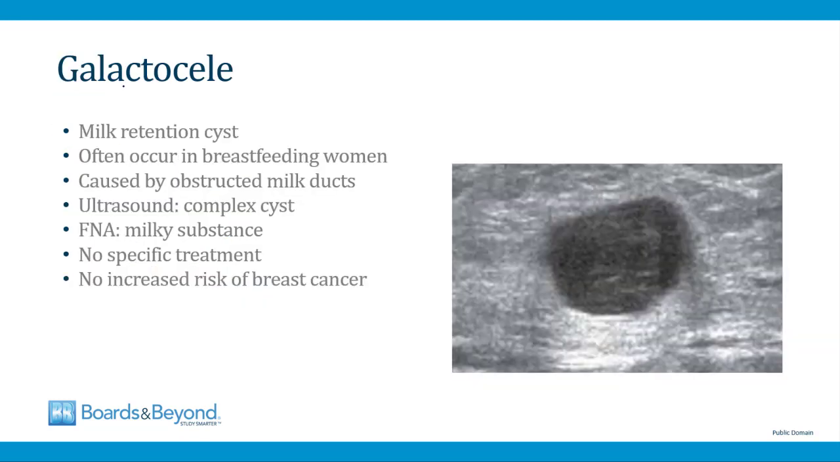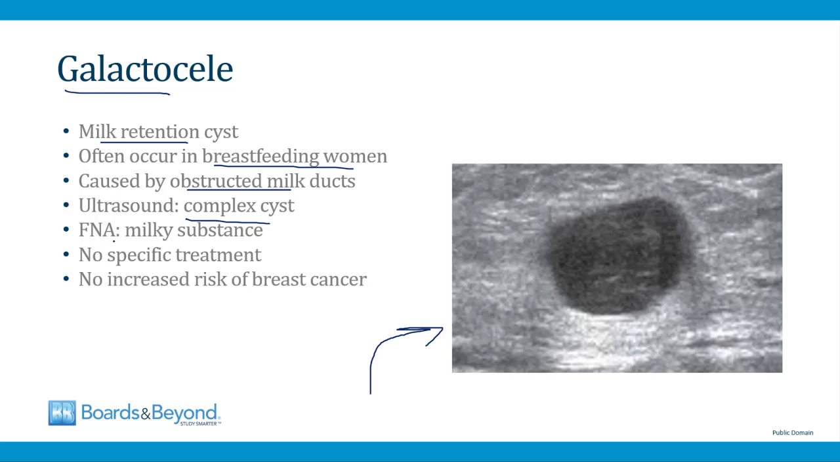And then I'll finish this video by mentioning a galactocele, which is a milk retention cyst. These often develop in women who are breastfeeding. They develop obstructed milk ducts, and that leads to formation of a cyst containing breast milk. On ultrasound, galactoceles usually appear as a complex cyst, like what's shown on the screen here.